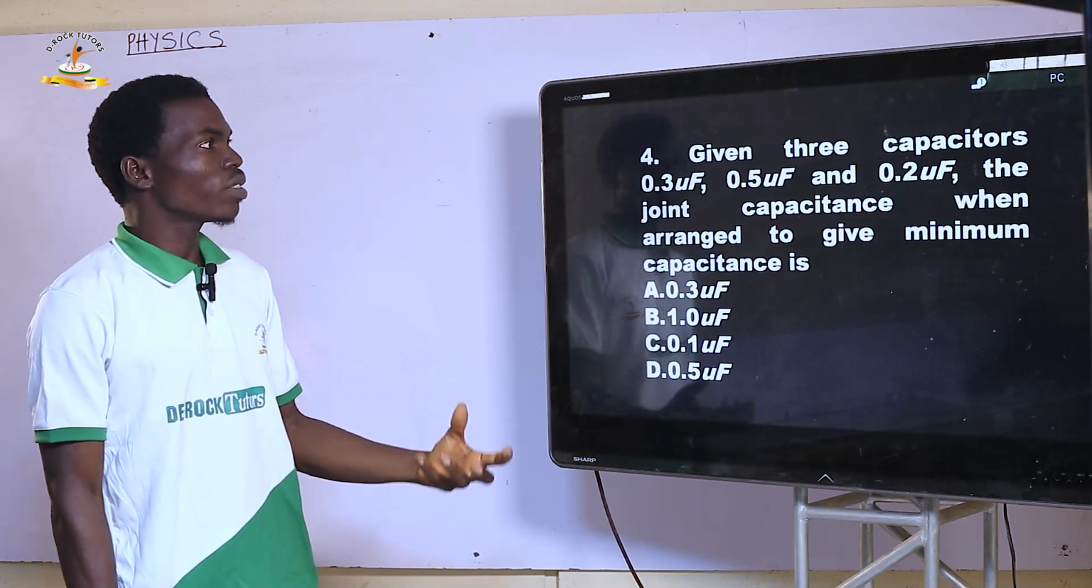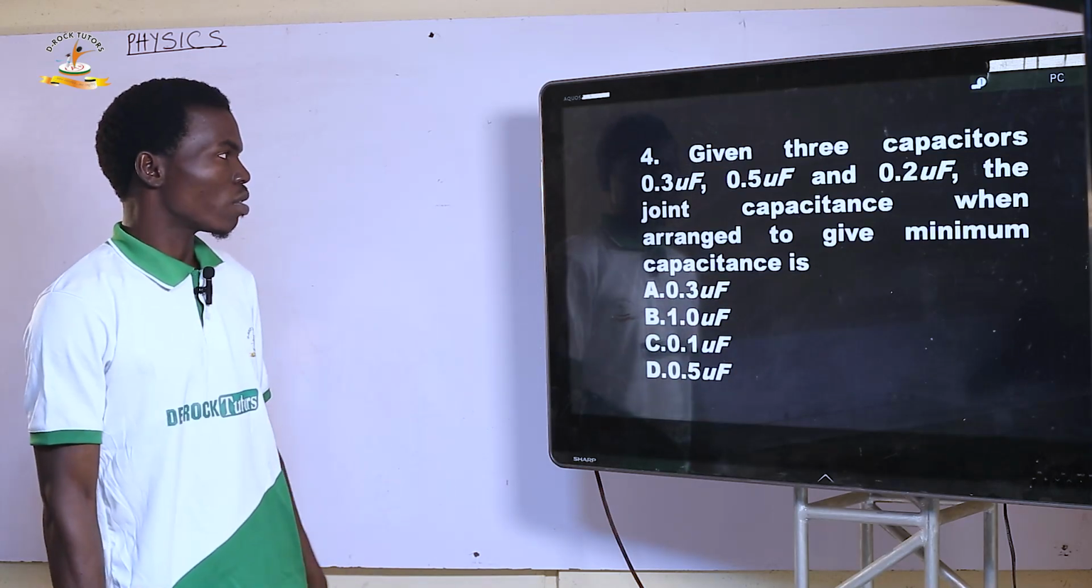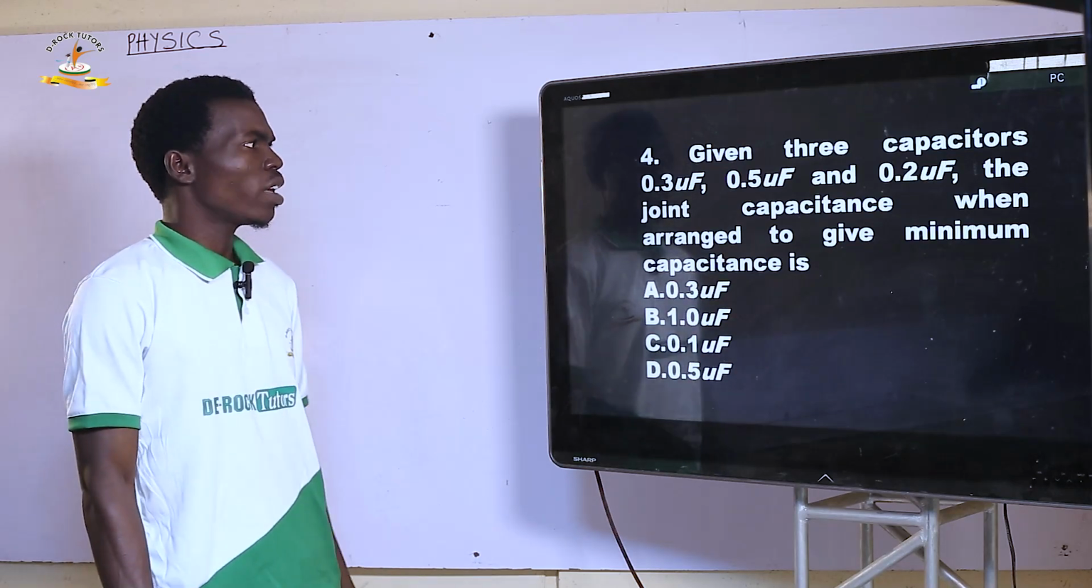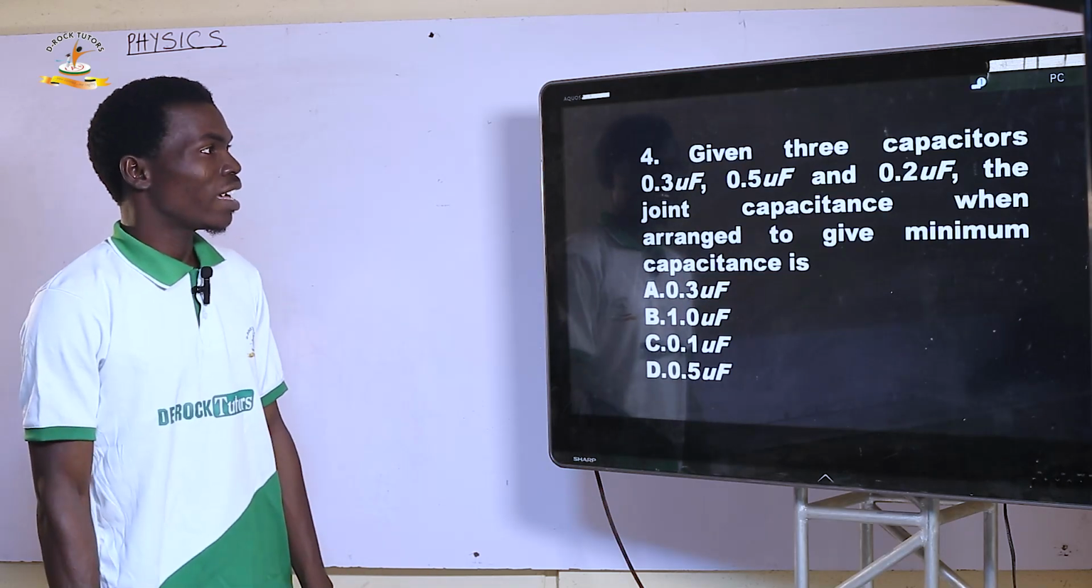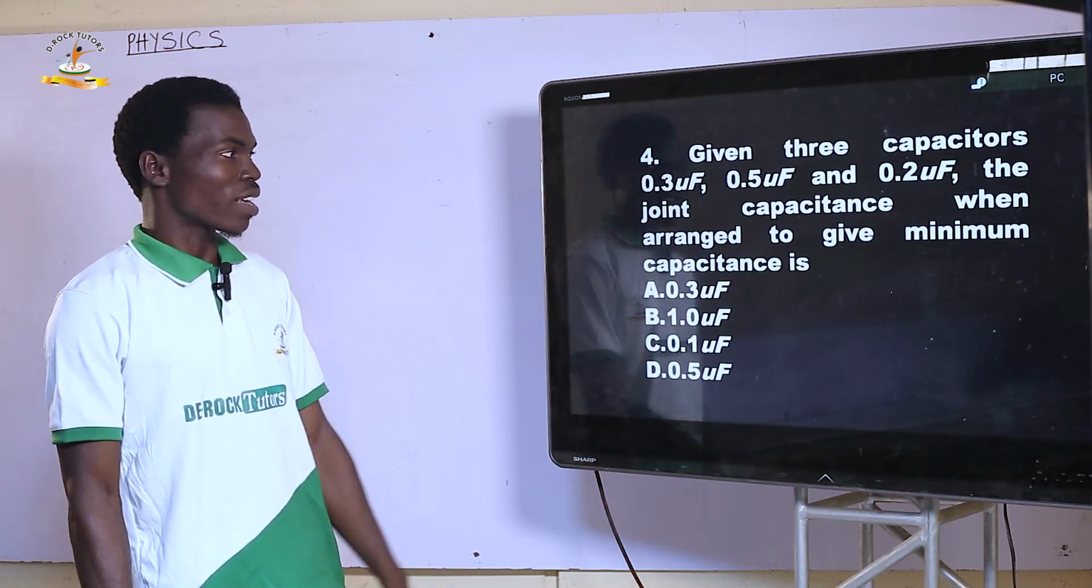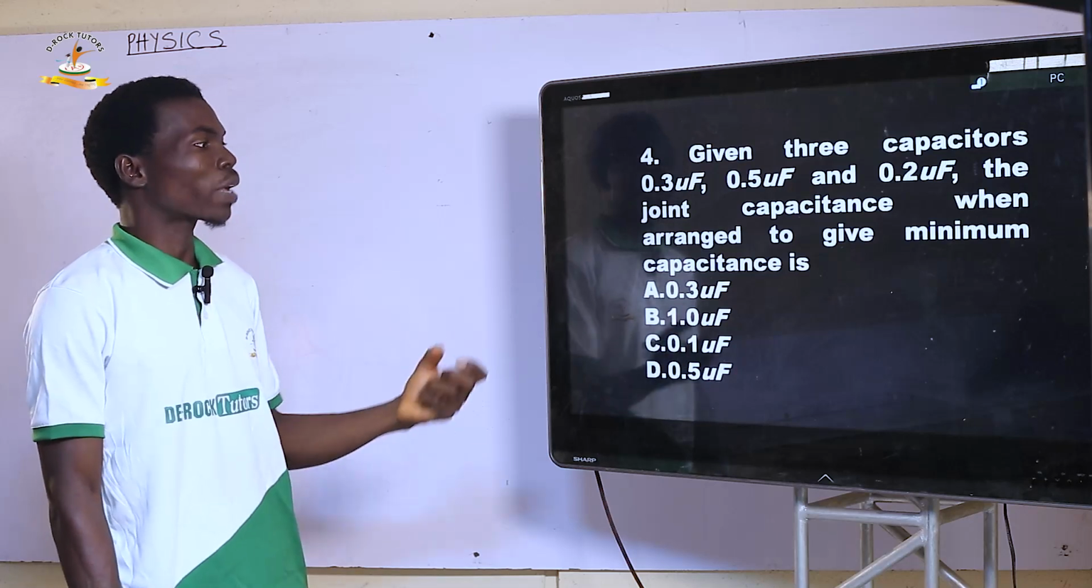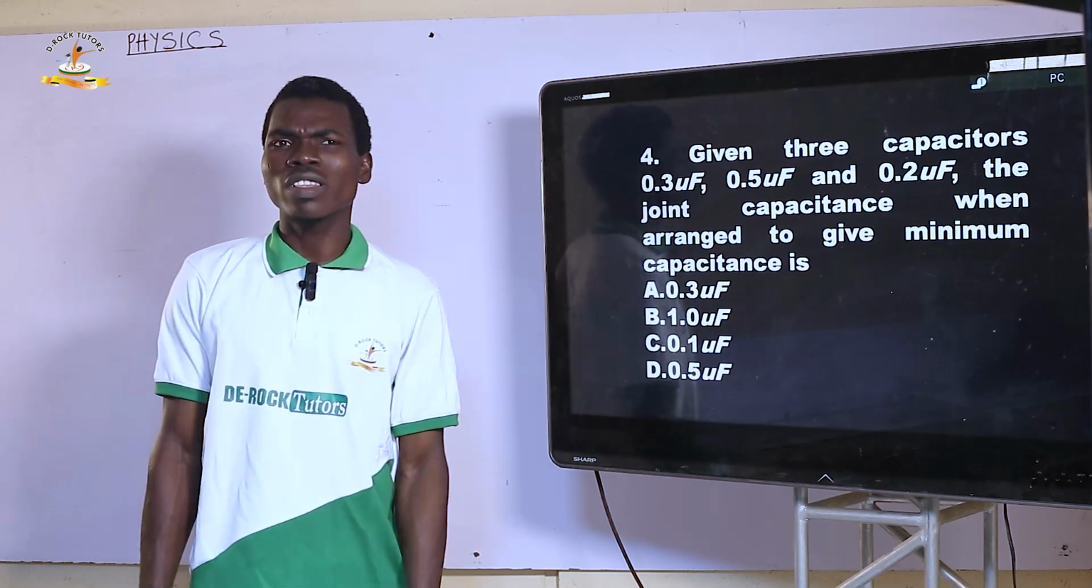Next. So we have question 4. Question 4 says, given three capacitors, 0.3 microfarad, 0.5 microfarad, 0.2 microfarad, the joint capacitance when arranged to give minimum capacitance is what? And this question is a bit tricky.